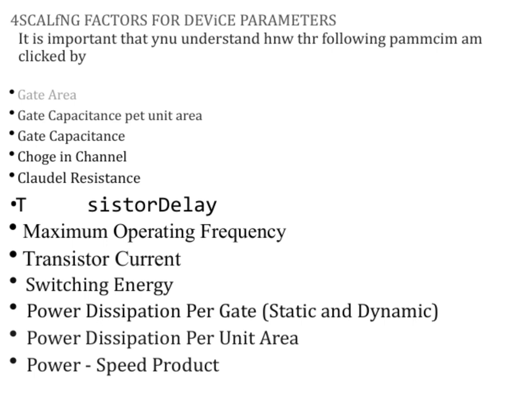Power-related parameters are just as important. Switching energy refers to the energy used each time the transistor switches states, which contributes to dynamic power dissipation. There's also power dissipation per gate and per unit area, both of which tell us about the efficiency and thermal characteristics. Finally, the power speed product gives us an overall measure of performance efficiency, balancing power consumption with operating speed. Grasping how these factors interplay helps us optimize device design for better speed, power efficiency, and reliability.